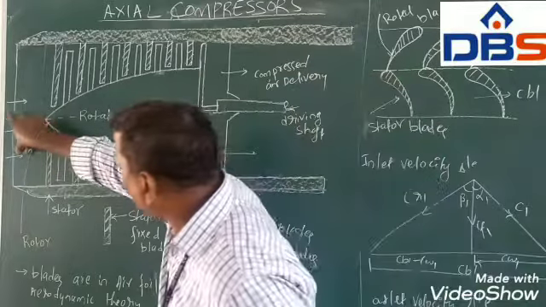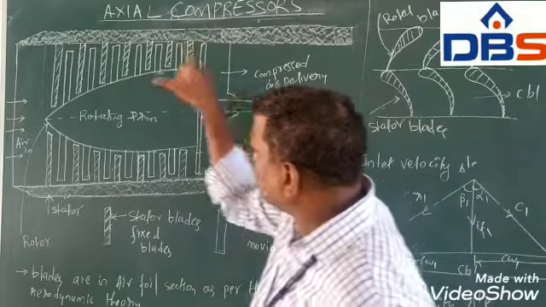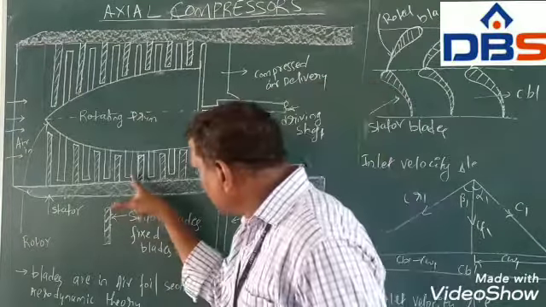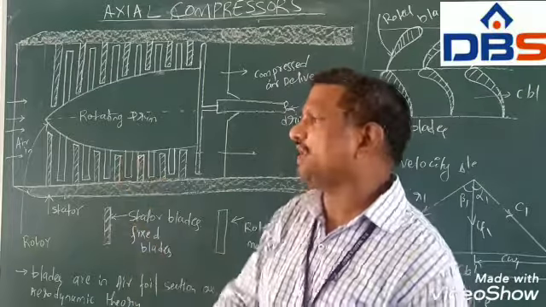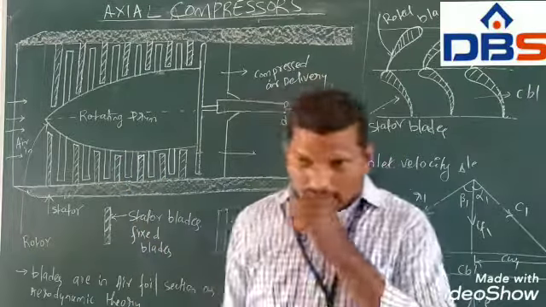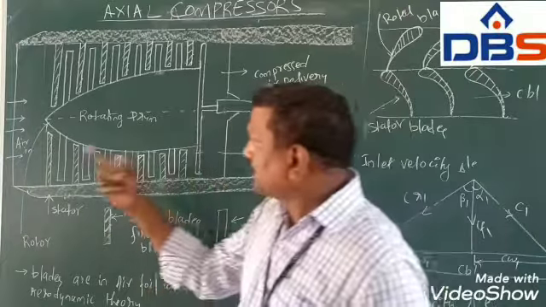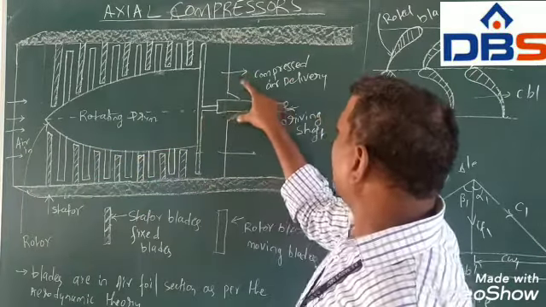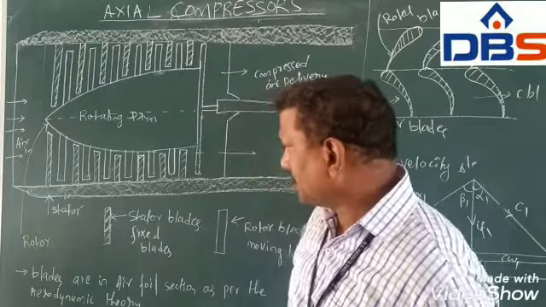As the air passes through this axial flow compressor, it is entrapped in this annulus. These blades continuously do work on the air. Because of this, the pressure rise takes place, and with this rise in pressure, compressed air is delivered to the application point.